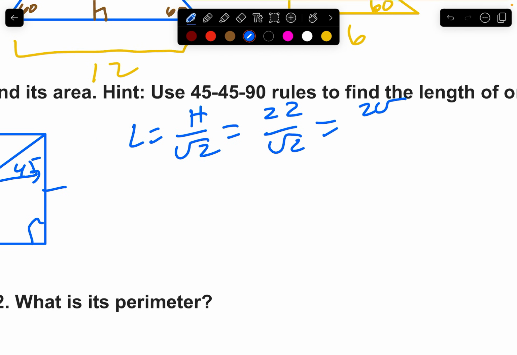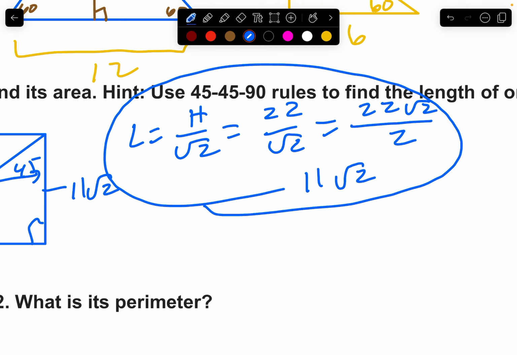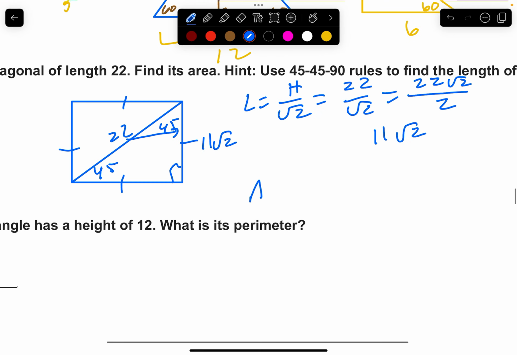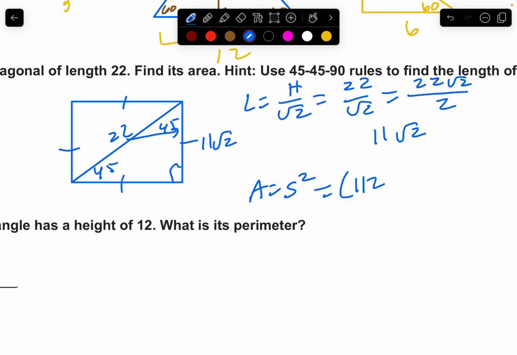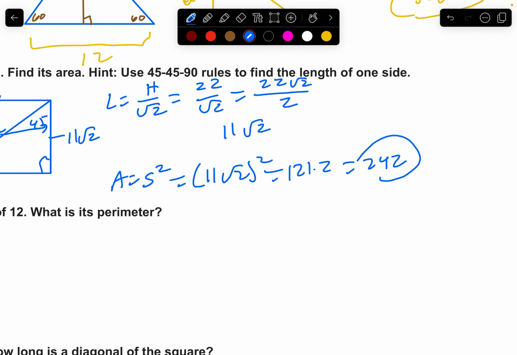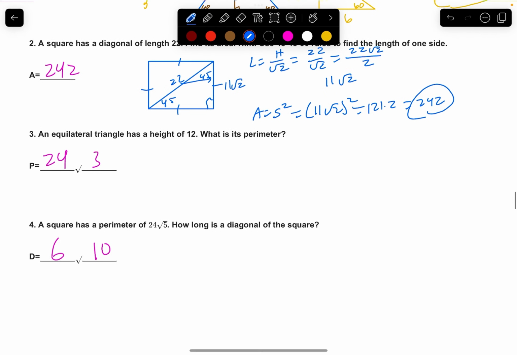And that would be 22 root 2 over 2, which is 11 root 2. So this is a process I want us practicing and trying really hard to do in our head. But 11 root 2 is one side, and I want the area. So the area of a square is s squared, or the side squared. So for this one, that'd be 11 root 2 squared, which would be 121 times 2, which would be 242.